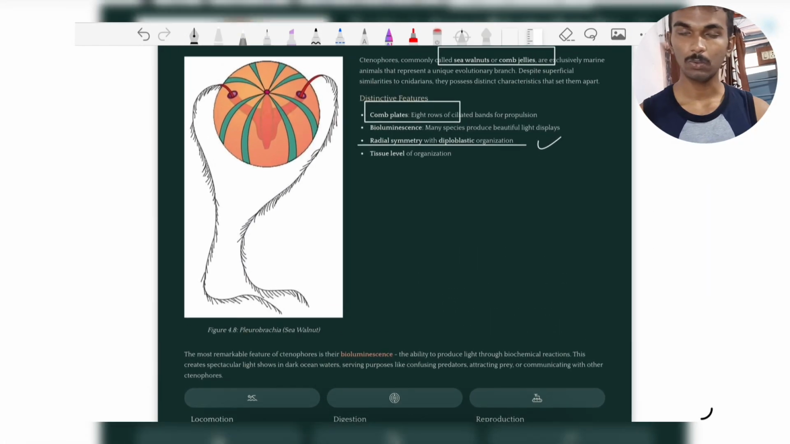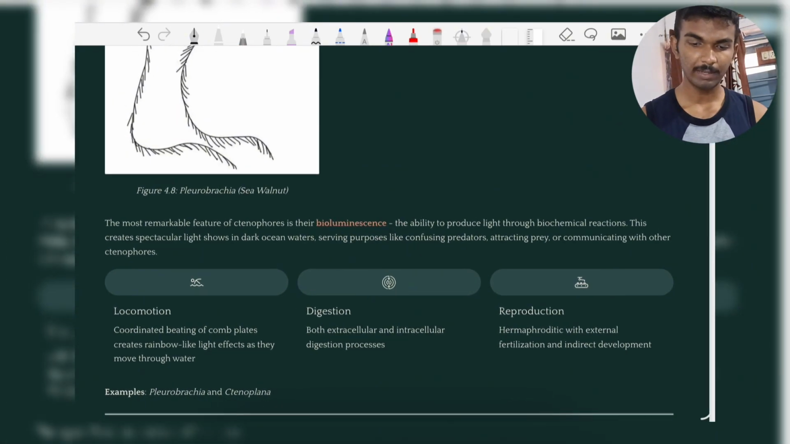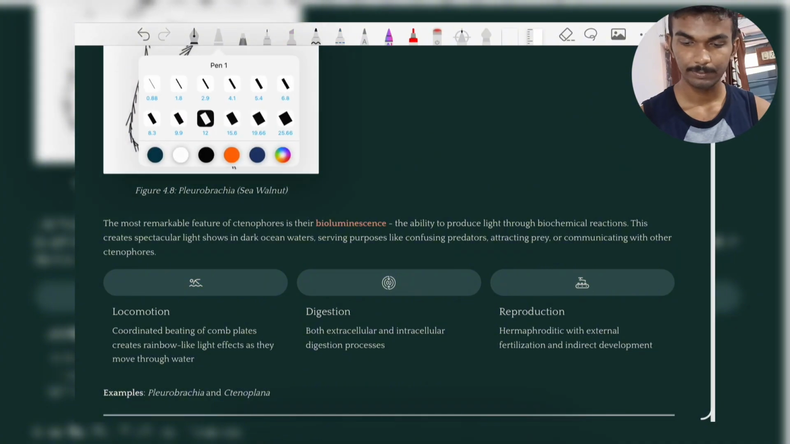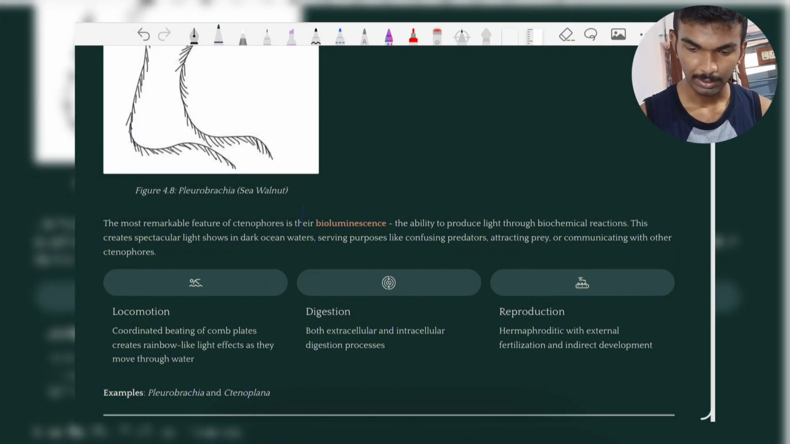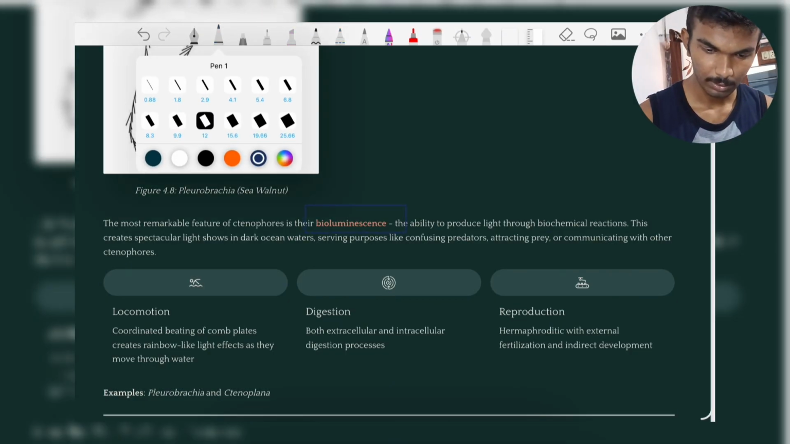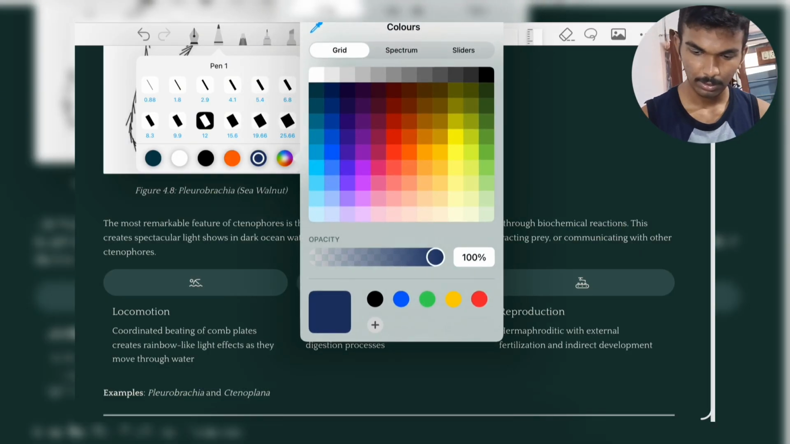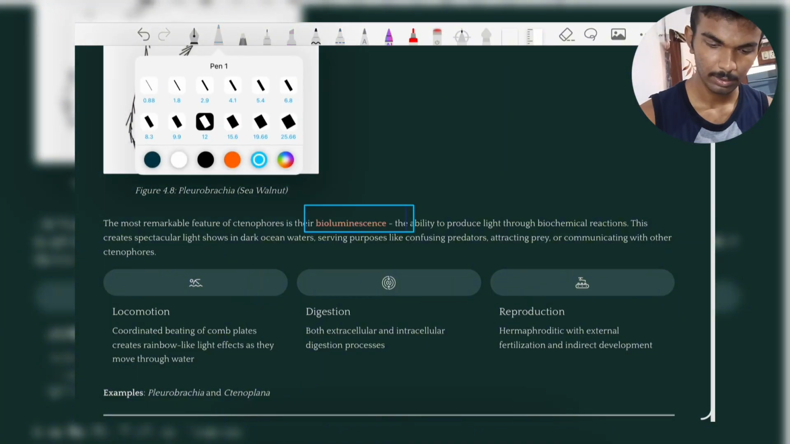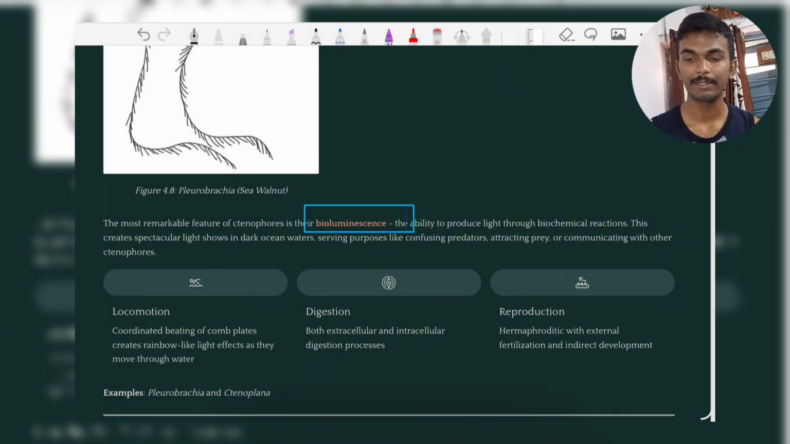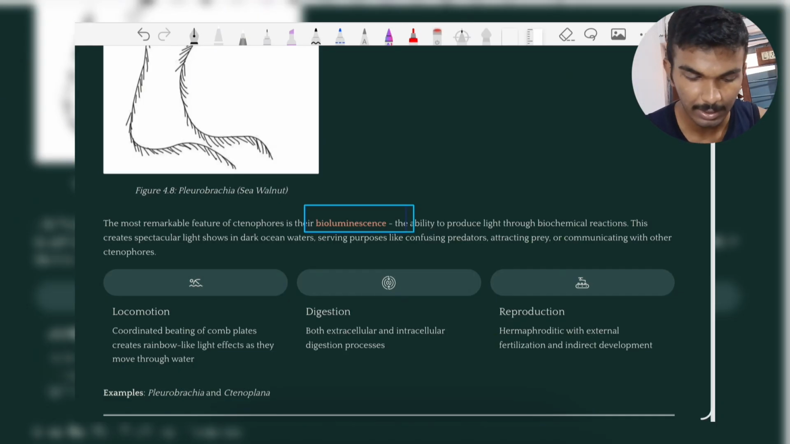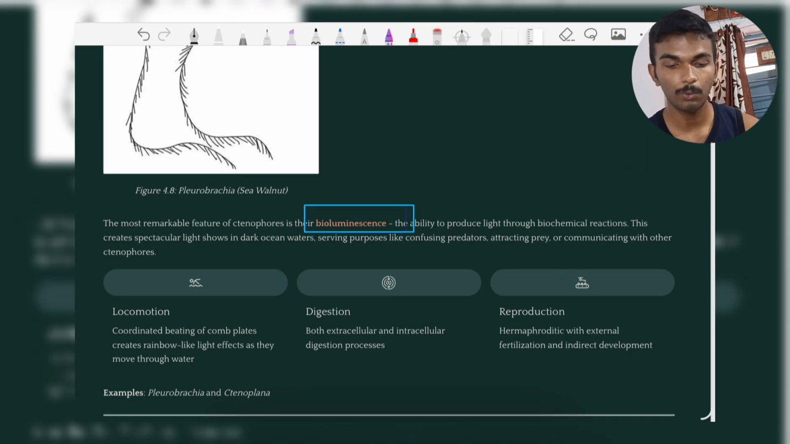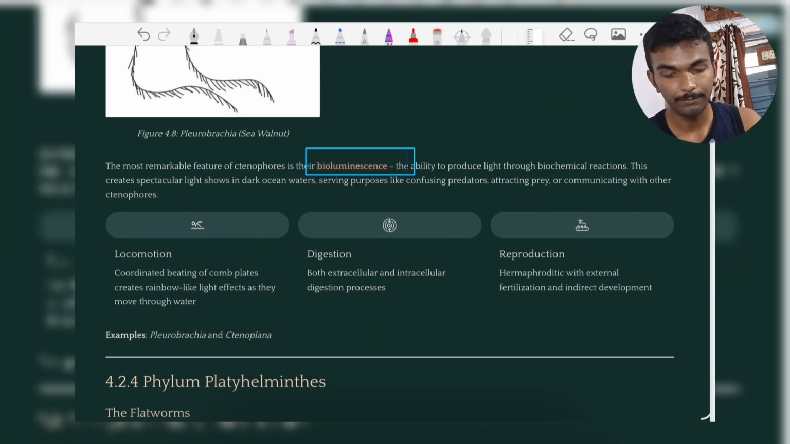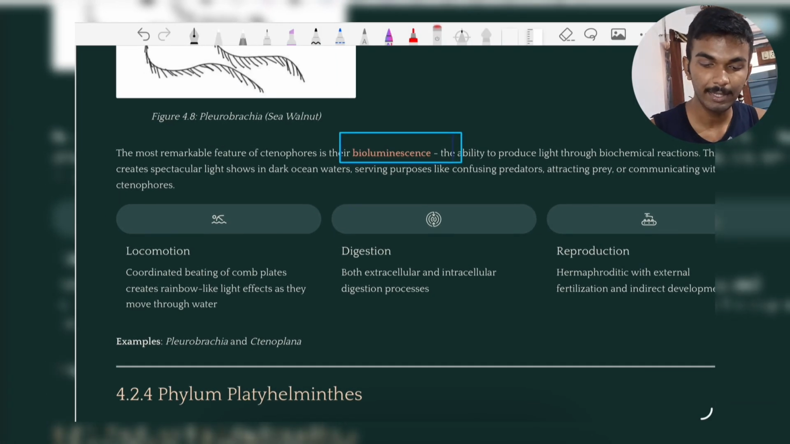This is Pleurobrachia, also known as sea walnut. The most remarkable feature of Ctenophora is their bioluminescence. This is in blue, so let's draw it in blue. The ability to produce light through a biochemical reaction is called bioluminescence. This creature creates spectacular light shows in dark ocean waters, serving purposes like confusing predators, attracting prey, or communicating with other ctenophores. Locomotion: coordinated beating of comb plates creates a rainbow-like light effect as they move through water.